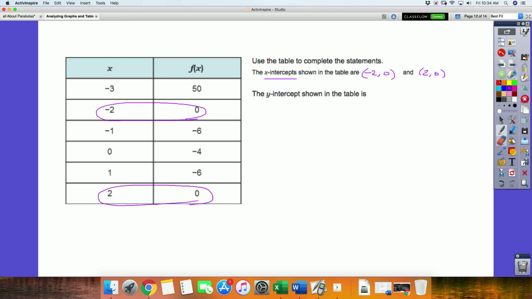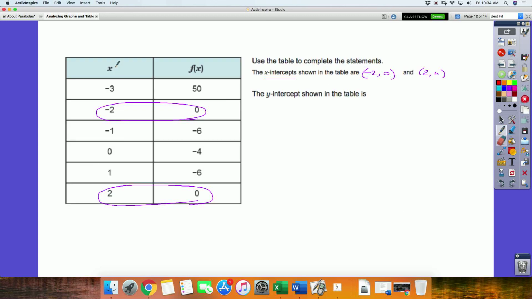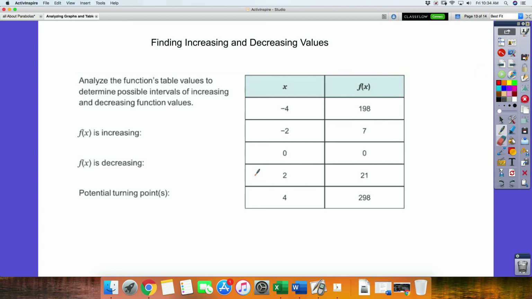Then it wants the y-intercept, so we go back to our notes. Y-intercept is when the x is 0 first, and then the number. So now we're going to go down my x column and just look for any place x is equal to 0. So it looks like the y-intercept is at 0, -4. So that's how we can read the table to find our intercepts.